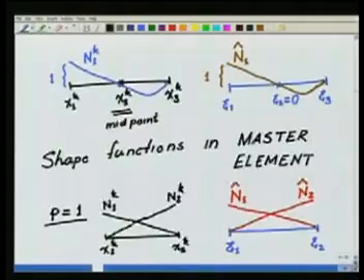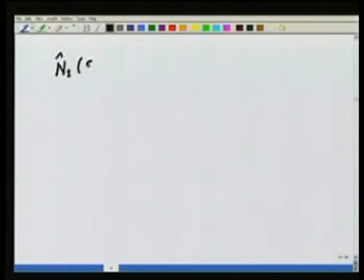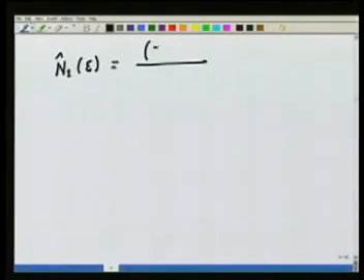Can we now give what is this function n1 hat as a function of psi? What is it equal to? It is very easy. We will follow the same principle that we followed in the physical element, that is, we will use the definition of the Lagrange polynomials that we had given in the physical element. Now that definition will be applied to the master element. So here obviously what we are going to say is that it is a linear which has to vanish at the point psi 2, and it should have a value 1 at the point psi 1.